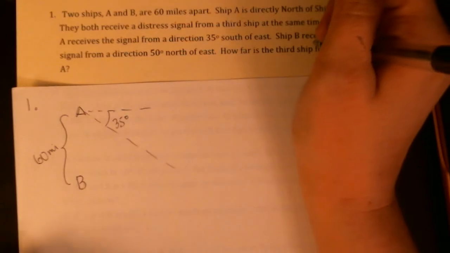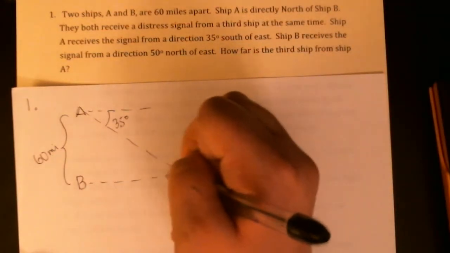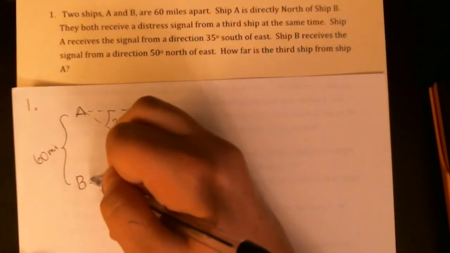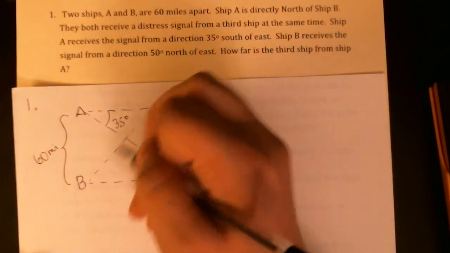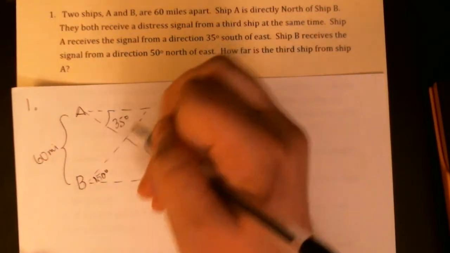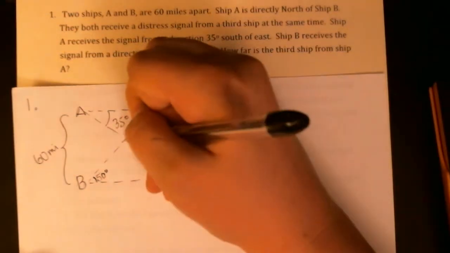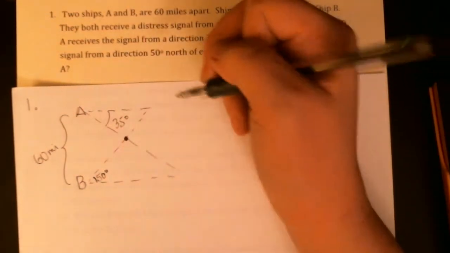Ship B receives the signal from a direction 50 degrees north of east. So if we go due east from B and then we turn up 50 degrees, that's the direction that ship B got the signal from. And we are supposed to try and figure out how far the third ship is from ship A. Okay, so basically if it's coming from one location, that location better be right here.